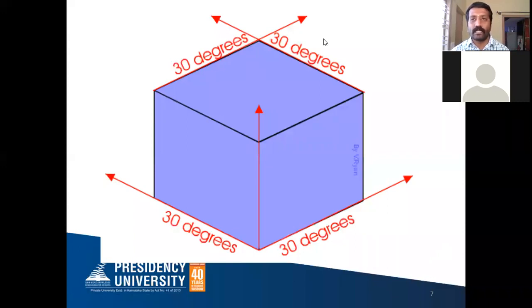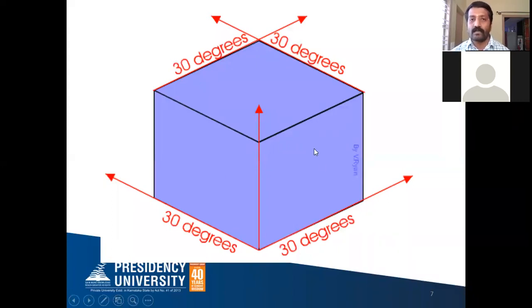After drawing the 30-degree line on either side, you take the isometric length of your cube. That is, 50 millimeter means around 41 or 42 millimeter you may get. With the help of your compass, you take the isometric length of the 50 millimeter. From here you cut this 30-degree line and you cut this 30-degree line. Then, to draw the height of the cube, you draw a vertical projector line from all these 3 points.